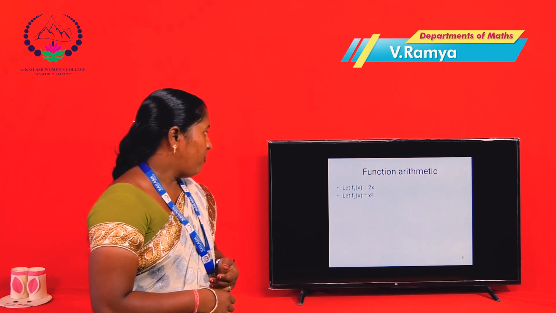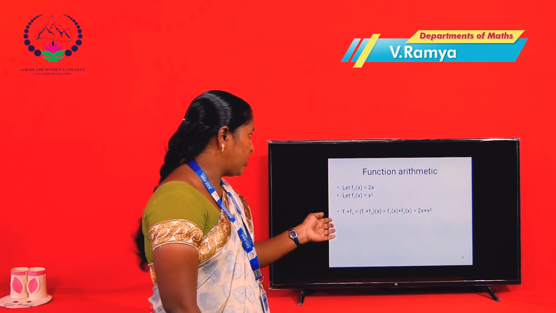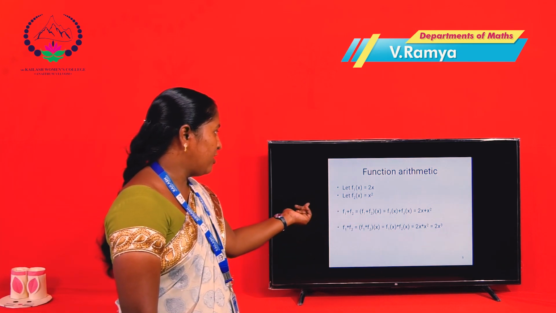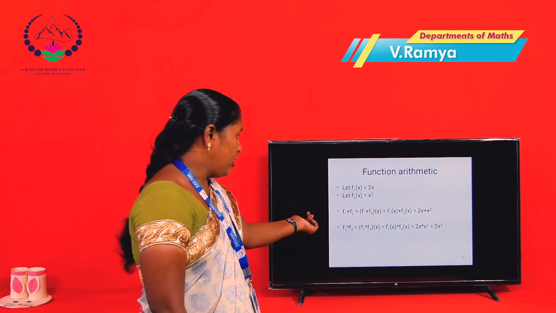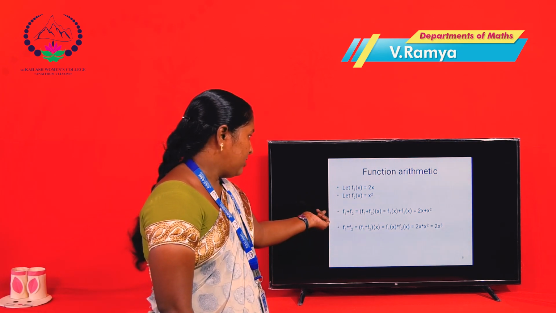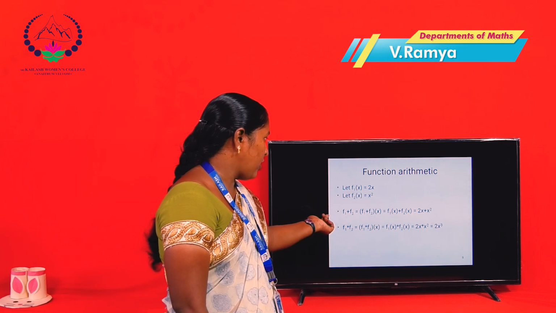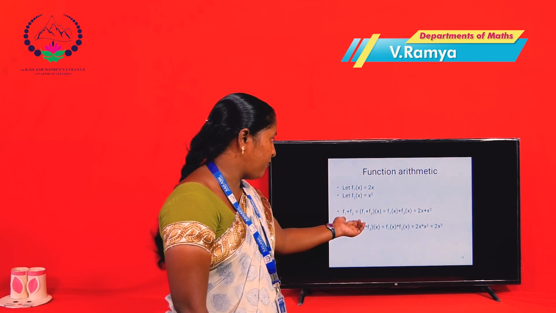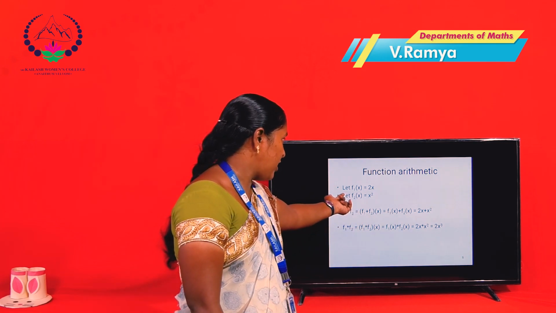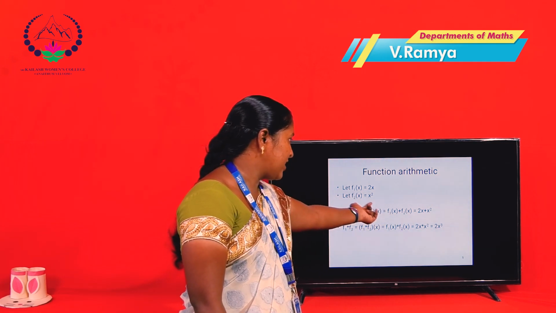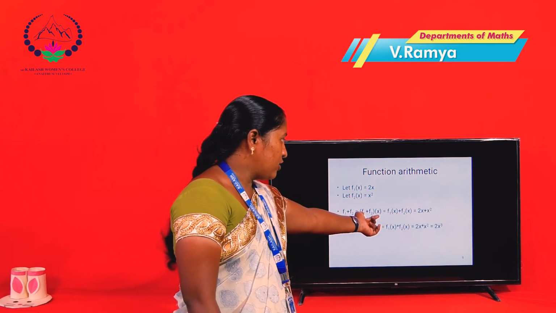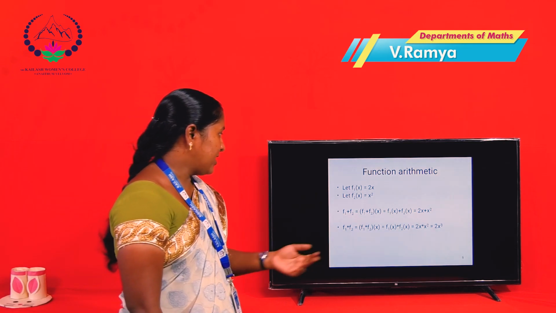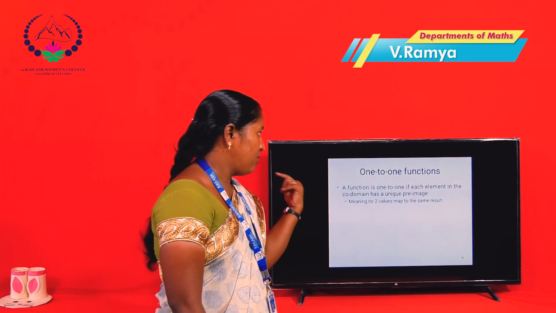Then next one, function arithmetic. Let f1 of x equal 2x, f2 of x equal x squared. So this is the arithmetic. We combine the functions f1, f2 and we do the sum. So f1 plus f2 equal to f1 plus f2 of x, equal to f1 of x plus f2 of x, equal to, substituting the value of f1 of x equal 2x and f2 of x equal x squared. So 2x plus x squared is the arithmetic of the functions. Next, we do the calculation of multiples.